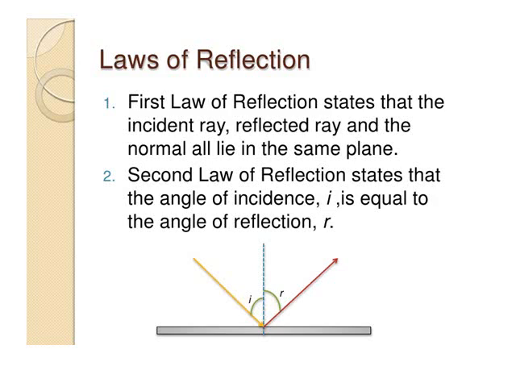The second law tells us about the angles. There are two angles formed here, angle of incidence and angle of reflection. So during a regular reflection, these two angles are equal. The second law of reflection states that the angle of incidence, I, is equal to the angle of reflection.